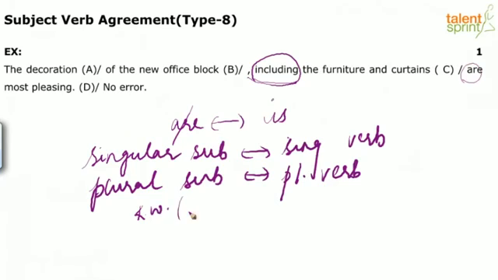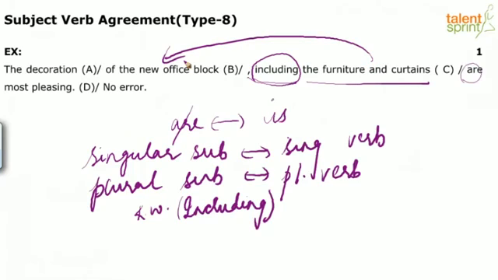Okay, key word is including. When you say including, it means it is taking the furniture. Okay, furniture, everything is inclusive of it. All this is additional information of the new office block, including the furniture and curtains. But what are we talking about? We are talking of the decoration. Okay, decoration which includes all of this. Now when you say includes, it means it is a part of it. Okay, part of the decoration.